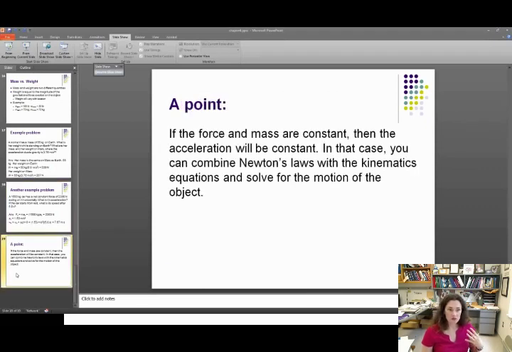This brings up an important point, the last point that I want to make in this video lecture. If your force and your mass are constant, then you're going to have a constant acceleration. If you have a constant acceleration, then you can use your kinematics equations. There might be some problems in this chapter that combine using F equals ma, or the sum of the forces equals the mass times the acceleration, and then using that to solve for the motion of the particle like we did in that previous example problem. If that's the case, you just fall back on those kinematics equations from the previous chapters and solve that way.